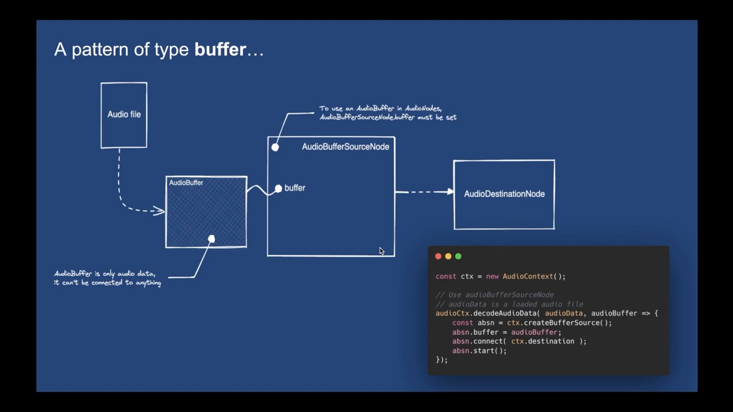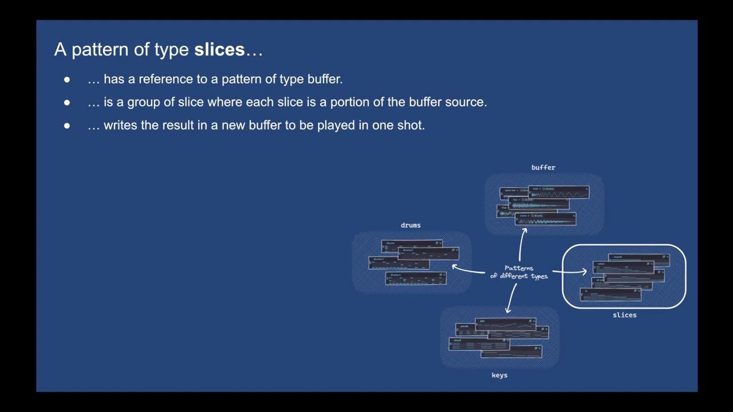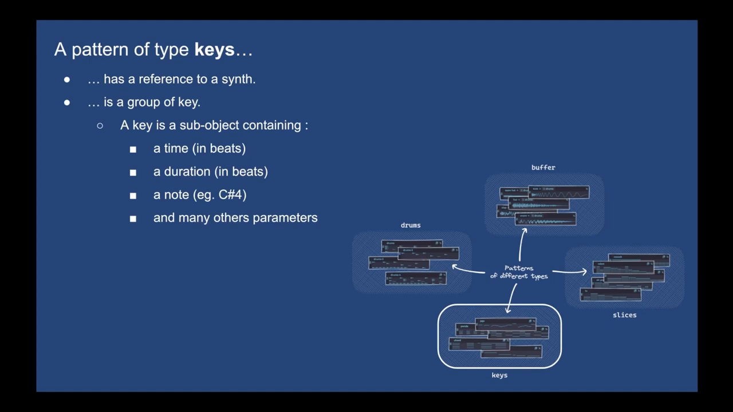We also use these audio buffer source nodes to create the second kind of patterns, the slices. Slices patterns are edited buffer patterns. Using the slicer tool, we can modify a buffer pattern and we can cut, remove, or repeat some part of an original buffer, and it gives a slice pattern. The third patterns are the keys patterns. It's a group of scheduled keys created with the piano roll and the synth.